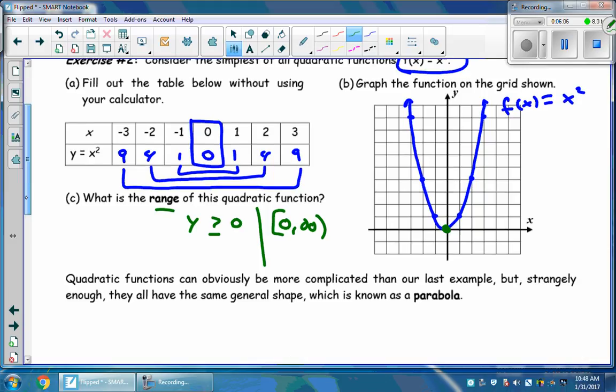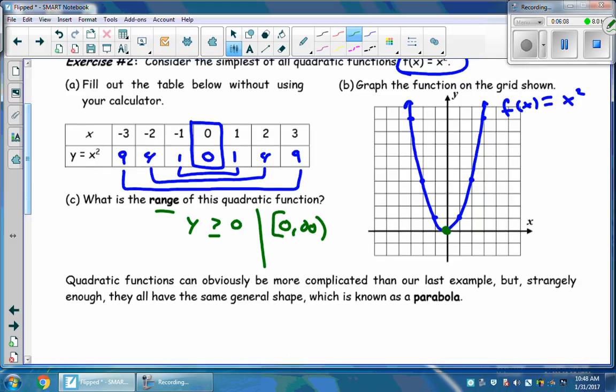Now, it's important for us to note quadratic functions can obviously become more complicated than our last example, but strangely enough, they're all going to be the same general shape. That general shape, as I mentioned before, is what's called a parabola. That U shape that we have in this graph is described as a parabola, and that's going to be pretty consistent throughout most of our quadratics.